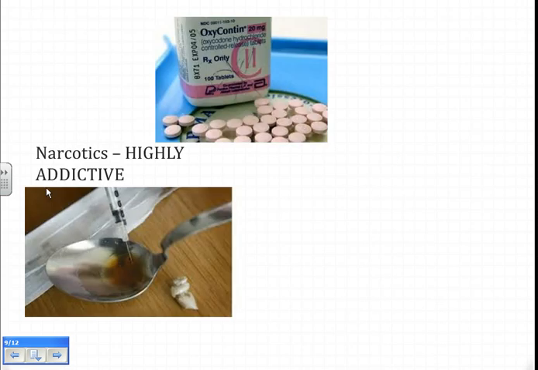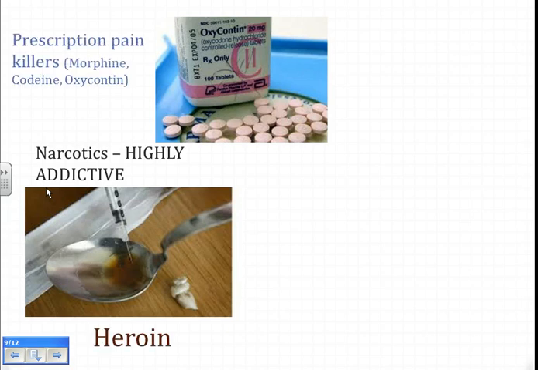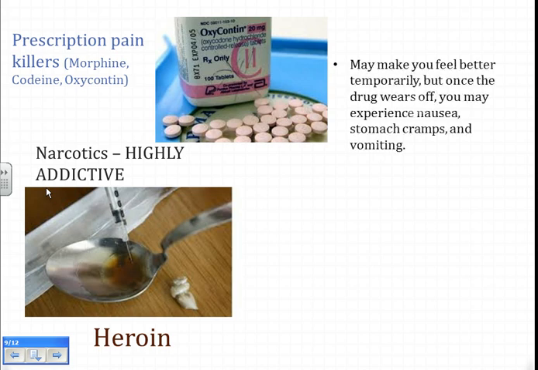The 6th classification we will look at are called narcotics. Narcotics are highly addictive, as is the case with heroin or prescribed painkillers, such as morphine or codeine or Oxycontin, as you see in the picture. These drugs will get rid of pain and dull the senses, but while they may make you feel better temporarily, once the drug wears off, the user may experience nausea, stomach cramps, and vomiting.